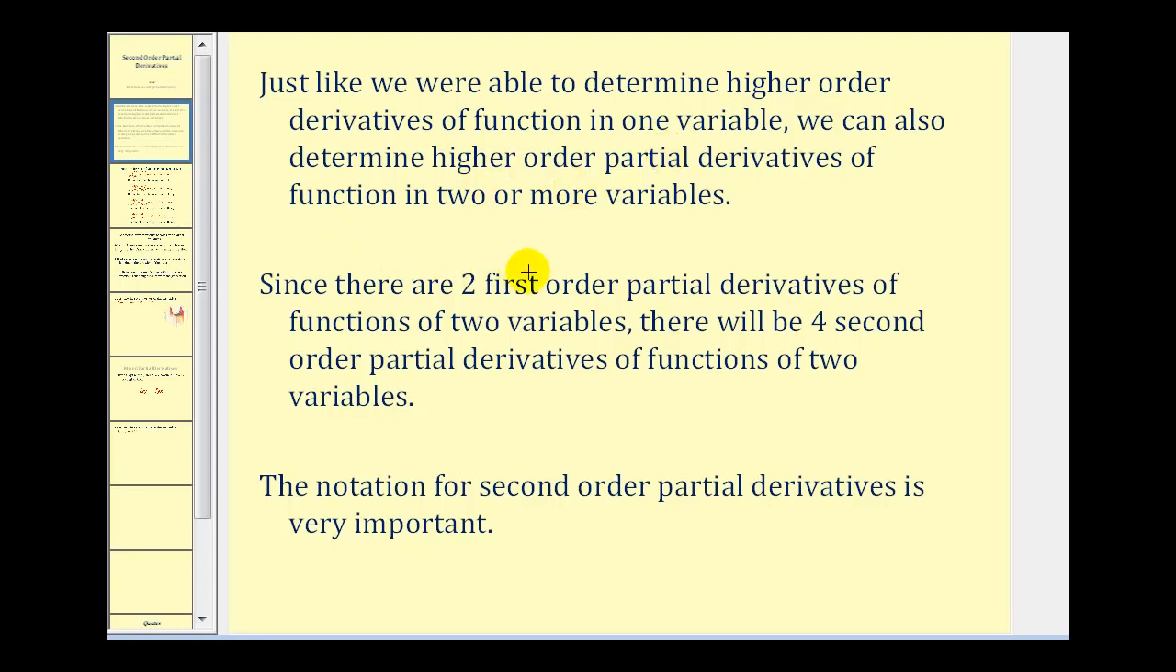And since there are two first order partial derivatives of functions of two variables, there are going to be four second order partial derivatives of functions of two variables. And the notation used for second order partial derivatives is very important. Let's go ahead and take a look at that.